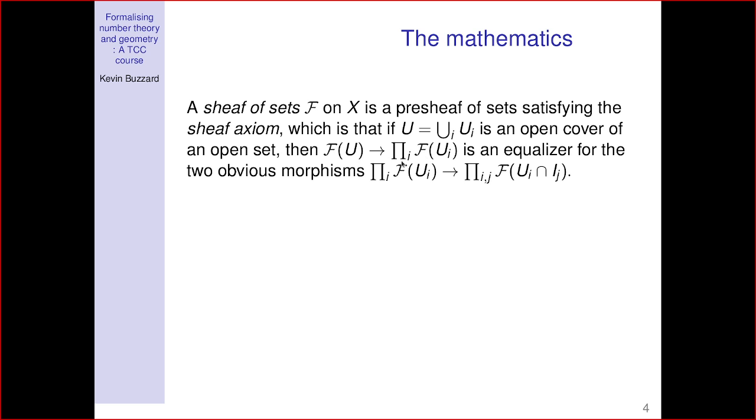And the idea is that that map there should be an equaliser. If you like this kind of language, that map there from F of U to the product over i of F of U_i should be an injection. And the image of that injection should be precisely the elements of the product of the F of U_i for which the two maps that I'm about to describe give the same answer. And the two maps I'm about to describe, they both go from something to somewhere else with a typo in.